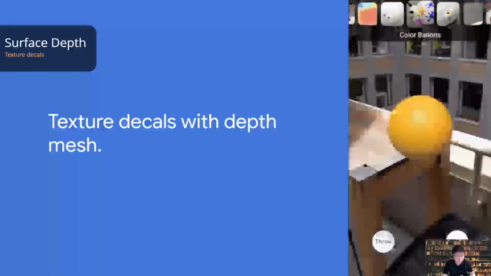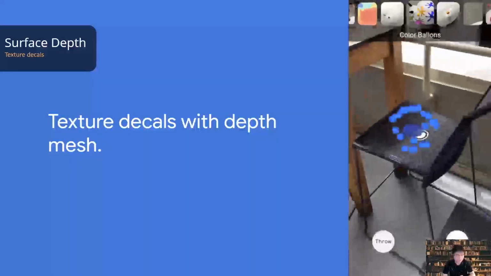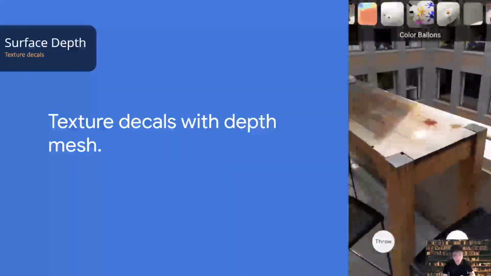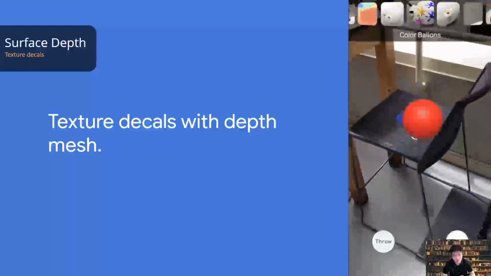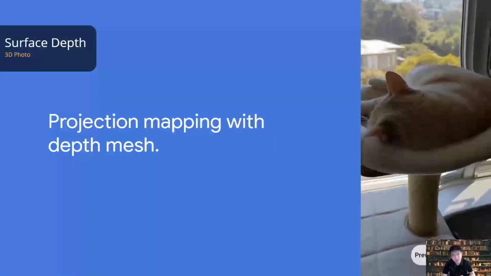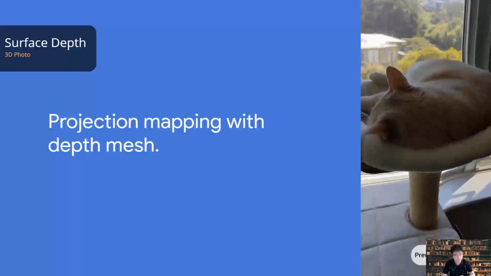An advanced example is color balloons thrown onto the physical surfaces with texture decals. The balloons will explode and wrap around surfaces upon contact with any physical object, such as a corner of a table. 3D photo effect is also included in DepthLab with texture projection mapping techniques.